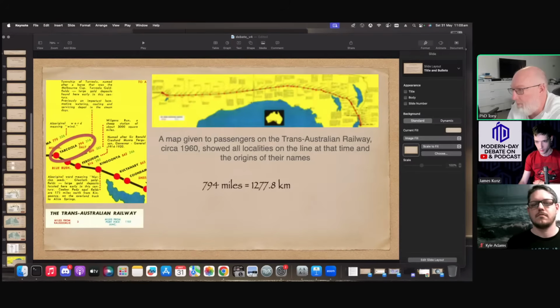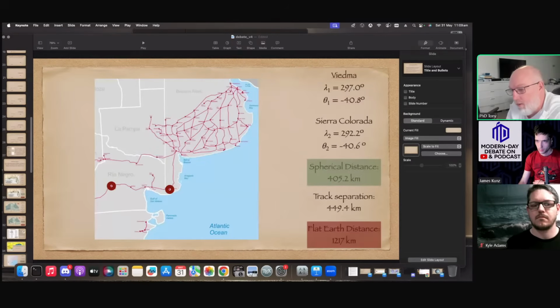Therefore, the Earth cannot be flat. Flat Earthers have a bit of a hard time researching these track separations, so I gave some references there if they're quick enough. We can go to Argentina again.